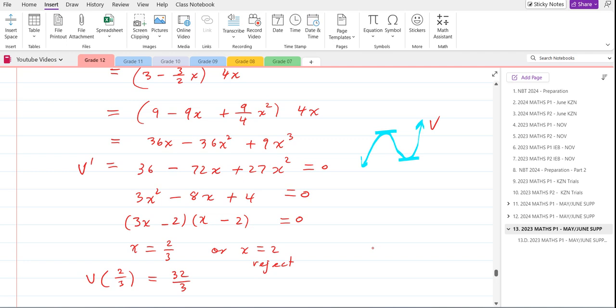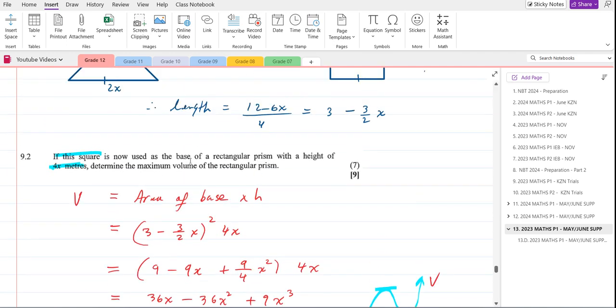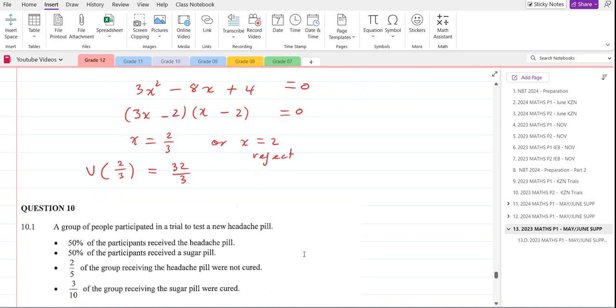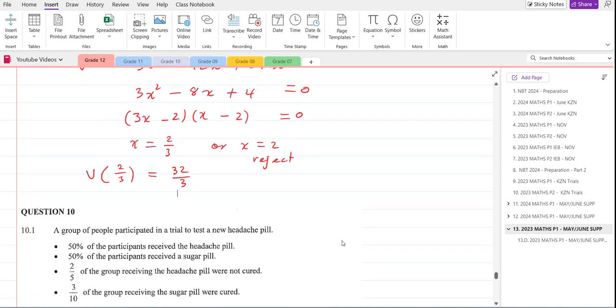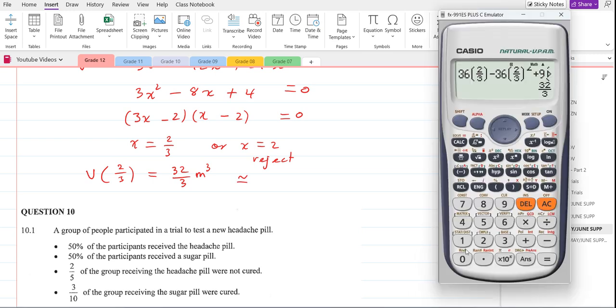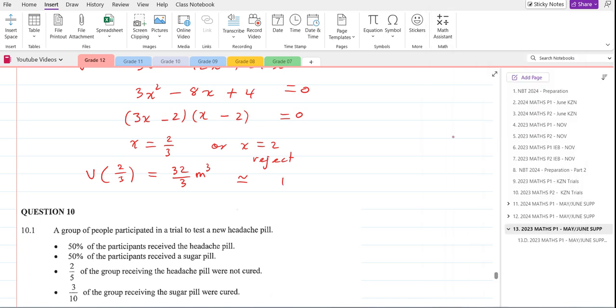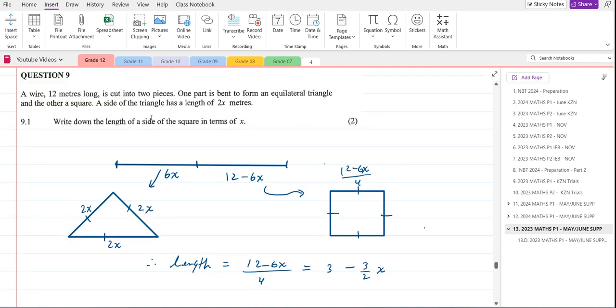Units cube. Is there units of measurement given? Yes, meters, so meters cubed. Right, so I hope you guys understood that. Or you can write the answer as 32 divided by 3. So I've got 10.67 meters cubed. Remember to round off to 2 decimal places. So that's my answer. Very nice problem.